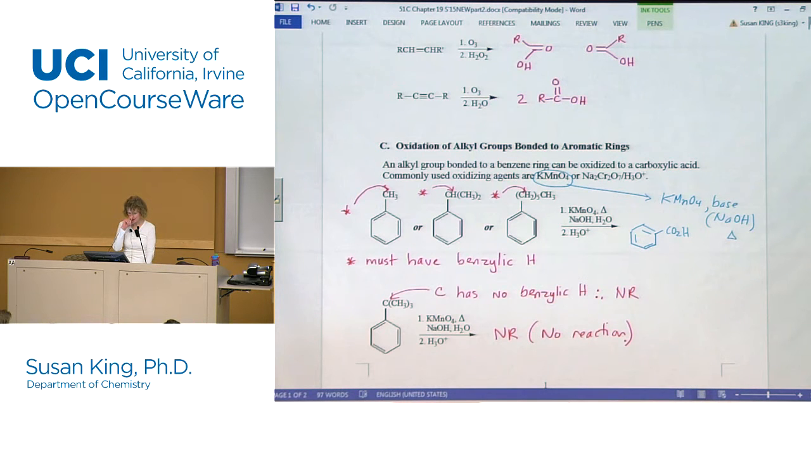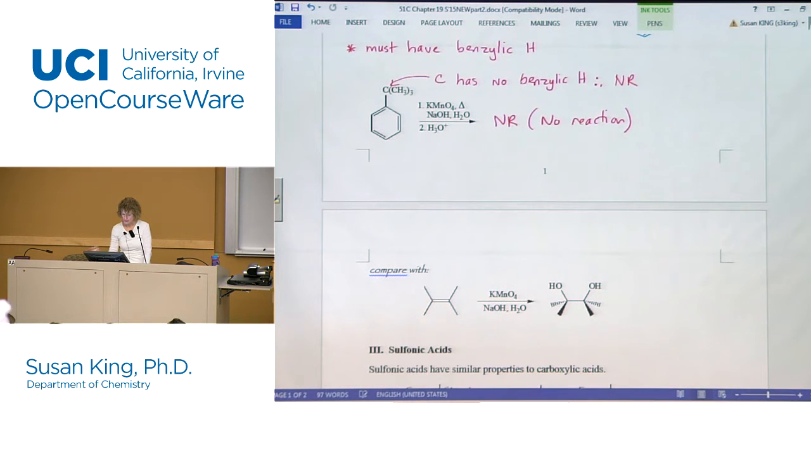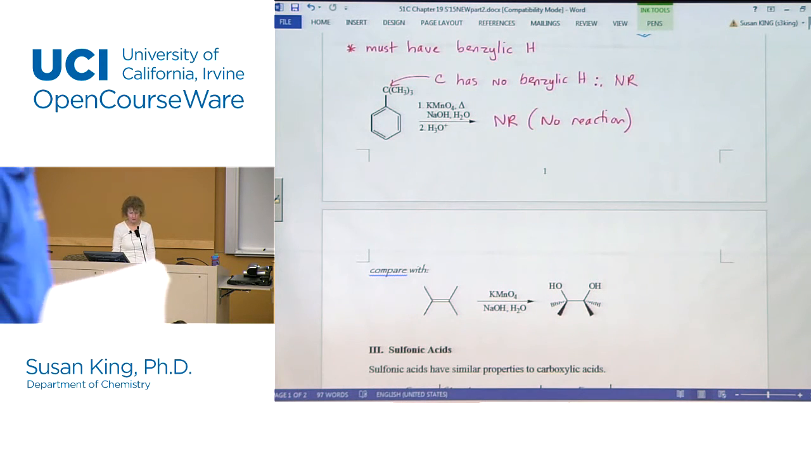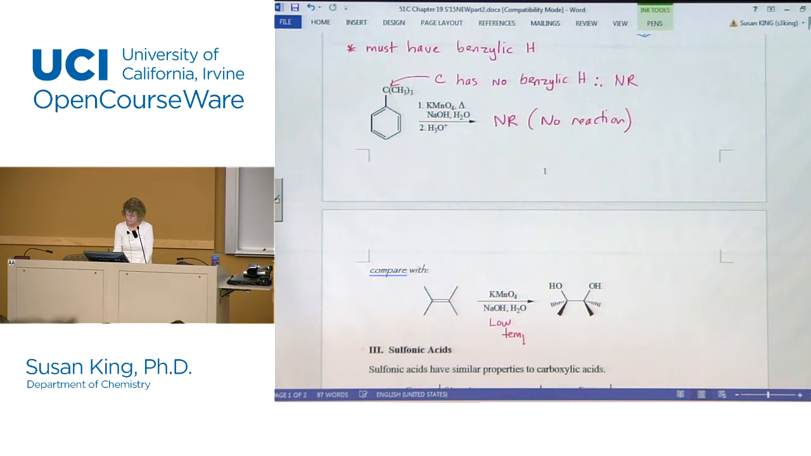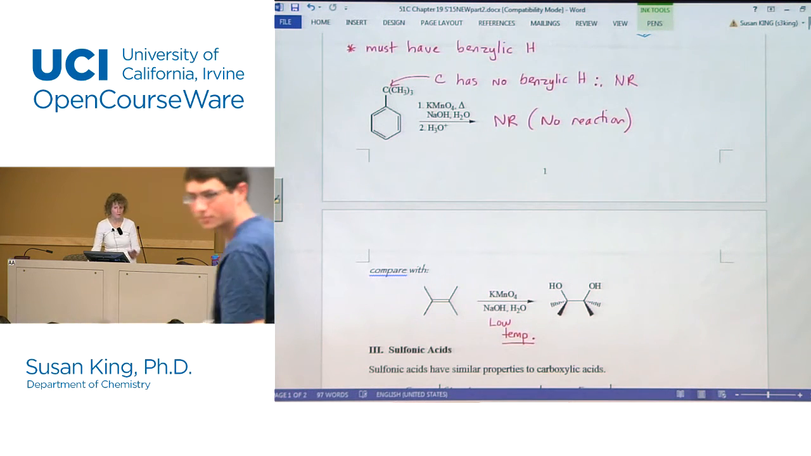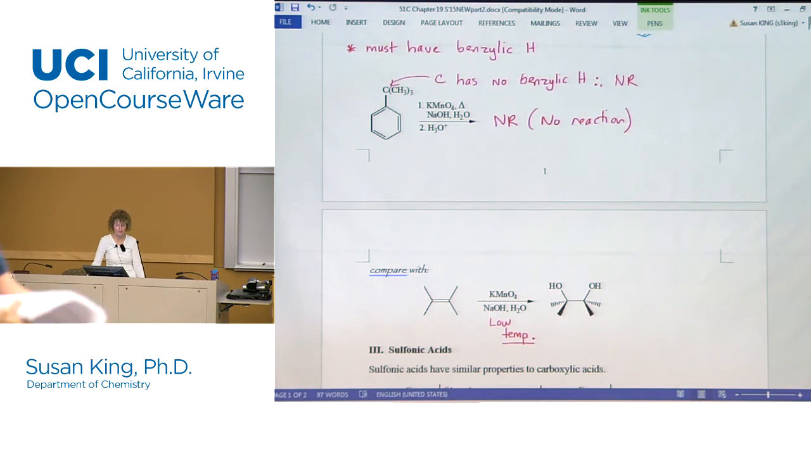All right, so potassium permanganate, we saw this in chapter 18. We also saw potassium permanganate in chapter 12, doing something completely different, and that is dihydroxylation. Just to point out that this is low temperature here. The temperature is kept low so that we don't have things like this previous reaction happening. So we keep the temperature low for dihydroxylation. When we're doing the above reaction, we will use heat.